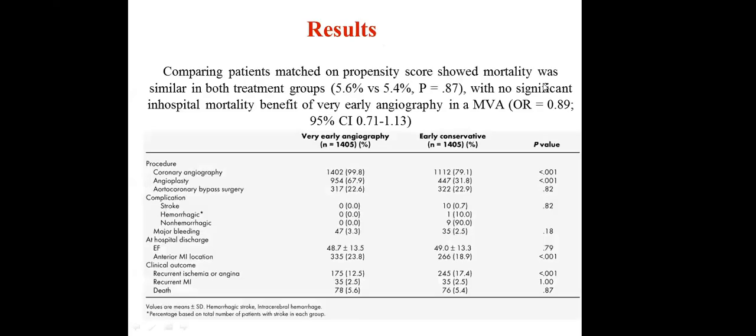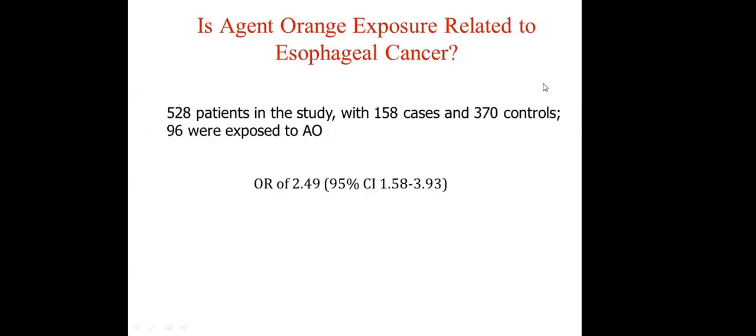And now if you look at the last line of this table, in the adjusted regression, we see that death is the same in each group, with a p-value of 0.87. And so there's no benefit to early angiography, with an odds ratio of 0.89 crossing the null hypothesis of 1. So here's an example of extreme selection bias that was addressed with propensity analysis.